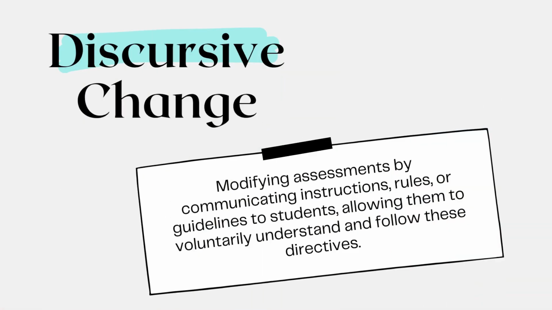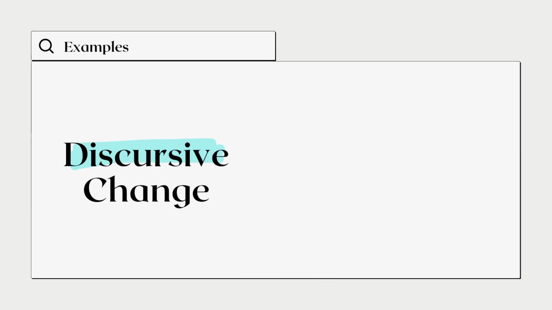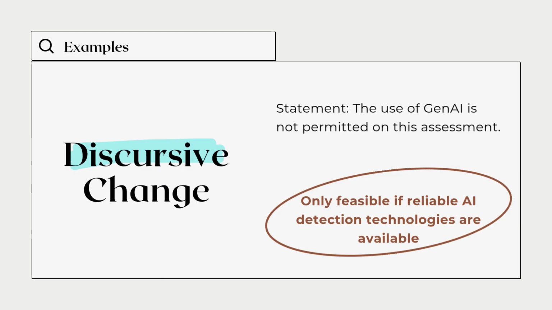Discursive change involves modifying assessment by communicating instructions, rules, or guidelines to students, allowing them to voluntarily understand and follow this directive. An example of discursive change is adding a statement like, "The use of generative AI is not permitted on this assessment" into the existing instructions. However, this approach is only feasible if reliable AI detection technologies are available, and currently, such technologies do not exist.